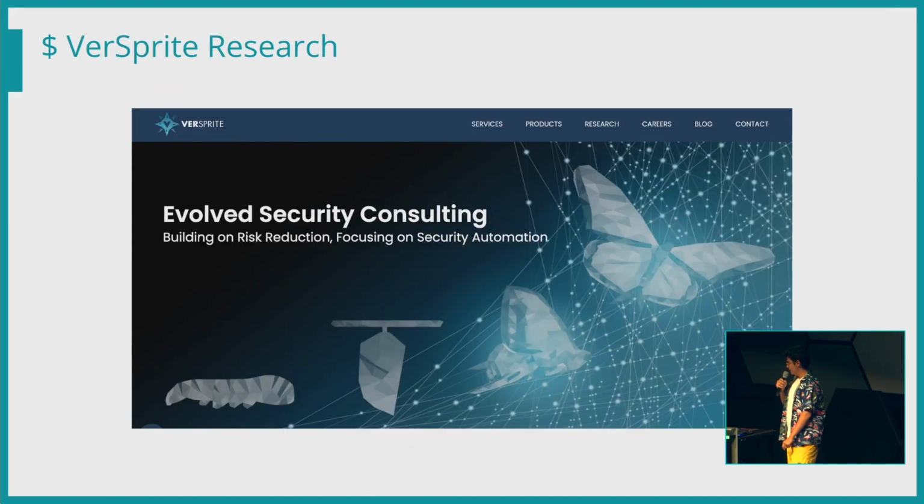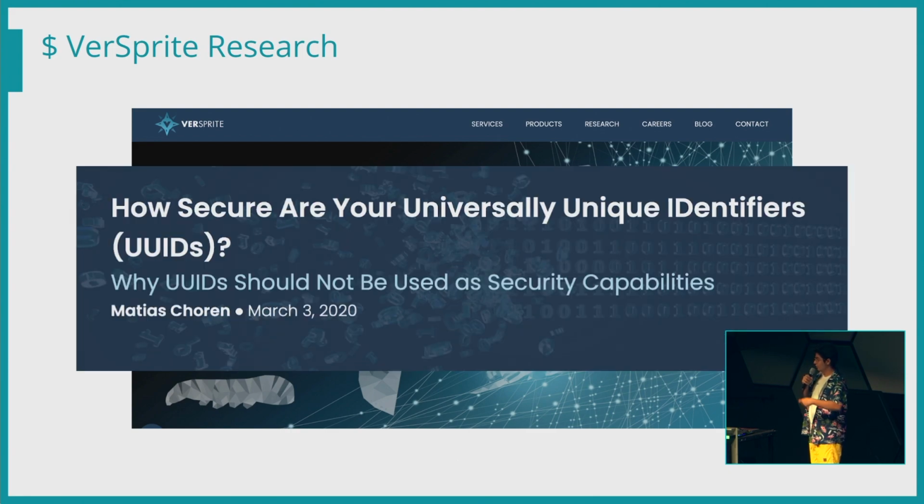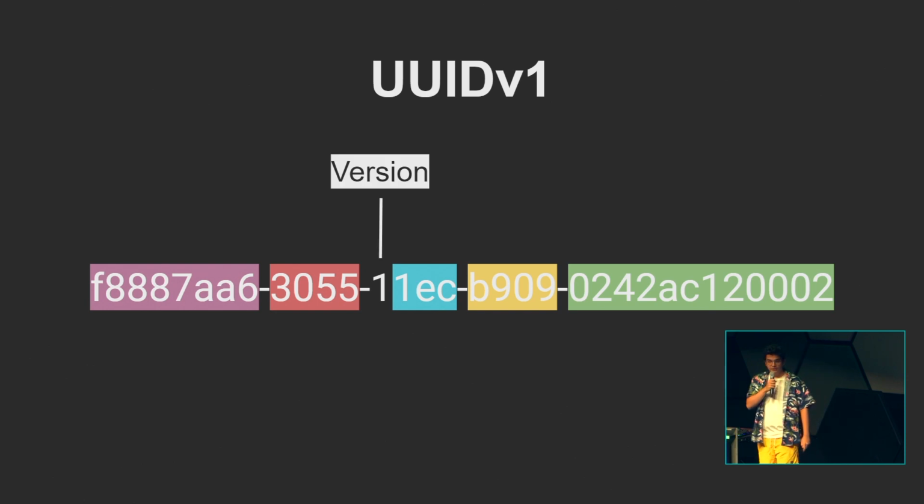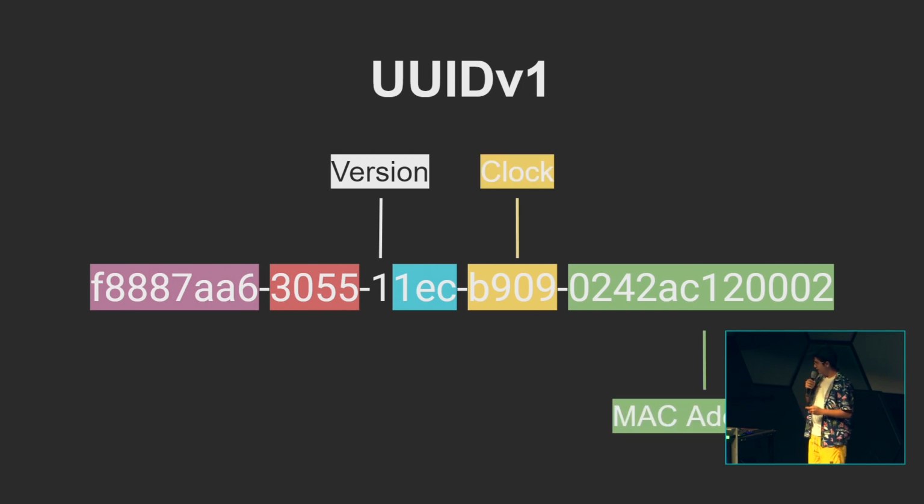And actually, there is a research by the Versprite team where they did research on how secure UUIDs are. And so they explain how UUIDs are actually constructed. So first, you have a version. The version on a normal UUID is on the third chunk, and it's the first character of the third chunk. And so you get the version. If it's 1, then you got a UUID v1. If it's 4, you get a UUID v4. Then you get the clock and the MAC address of the machine generating the UUID.